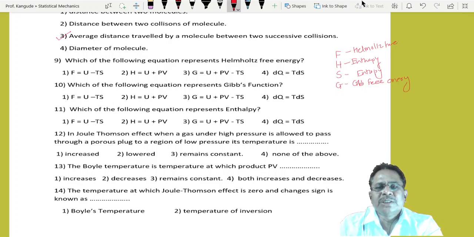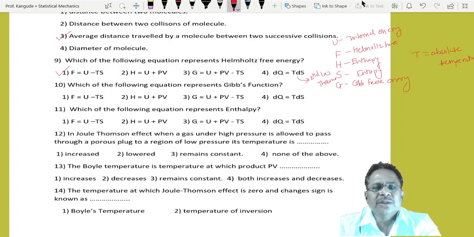G is equal to U plus PV minus TS, this is also not that. And this equation, dQ is equal to TdS, is your second law of thermodynamics. So naturally the correct answer to question number 9 is F is equal to U minus TS, where U is internal energy. And we also remember that capital T represents absolute temperature. So we must know these different physical parameters used in thermodynamics to describe the state of any thermodynamic system.